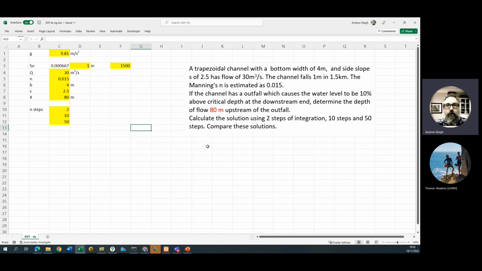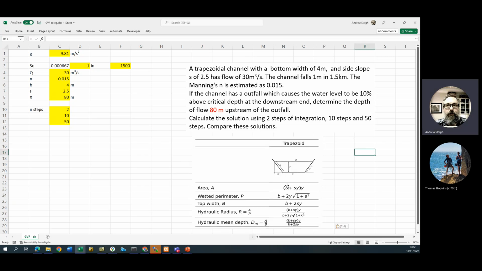So let's just get a good reference to those, and I usually try and put these on the screen. So I'm going to copy from another spreadsheet or from the notes these set of equations for the various geometric parameters of the trapezoidal channel.